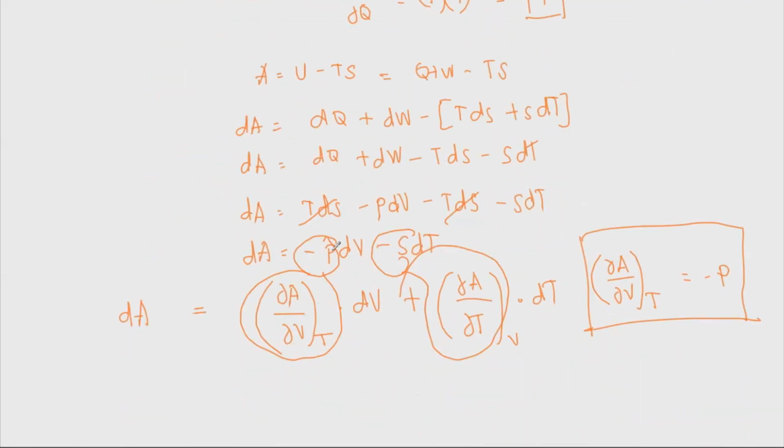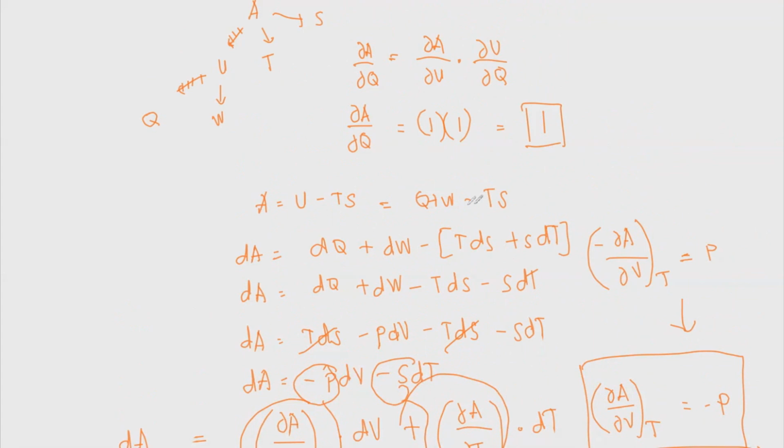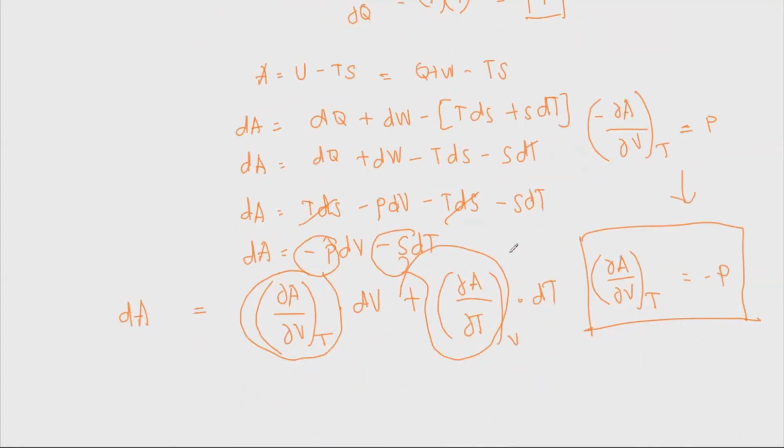Now, you can also use negative in this case. For example, you have dA is equal to negative partial A with respect to V at constant temperature dV. But in that case, the negative derivative of A with respect to V at constant temperature is equal to positive pressure. In that way, you would get the negative of pressure with the same expression as our final answer. Okay, so that's it for another example of Clairaut's theorem that we applied.